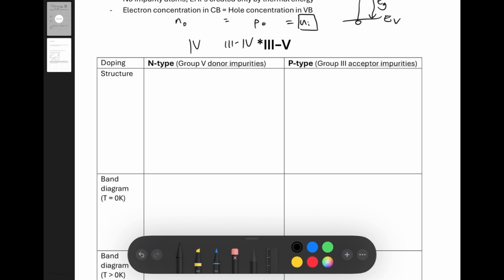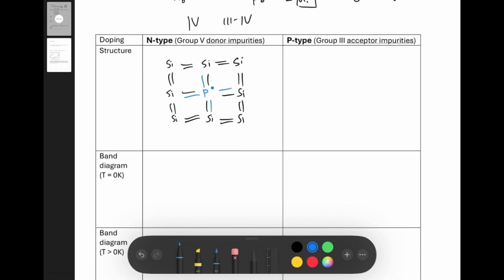I'm going to start with N-type and draw a silicon crystal in 2D here. So there's silicon, and I'm just going to draw 9 atoms. Then when we dope the silicon with a group 5 element, I'm going to use phosphorus and draw it in blue. So I have a phosphorus here, and of course phosphorus has 5 valence electrons, so it has 1 more electron. For now, at 0K, the electron from phosphorus is still bonded to the phosphorus.